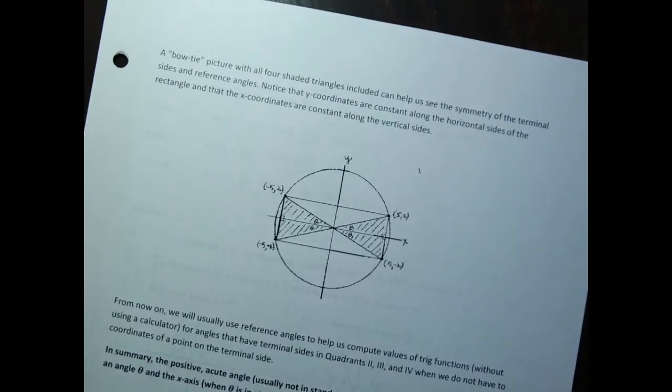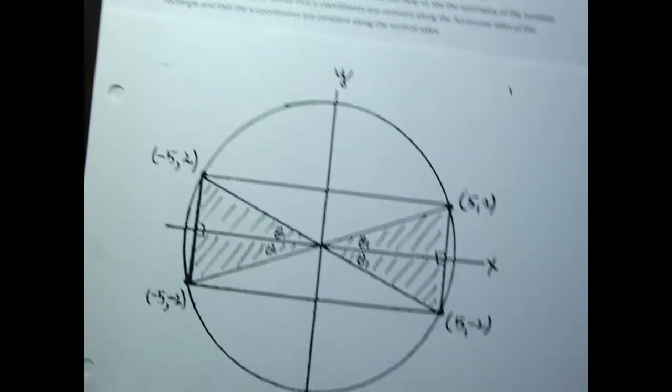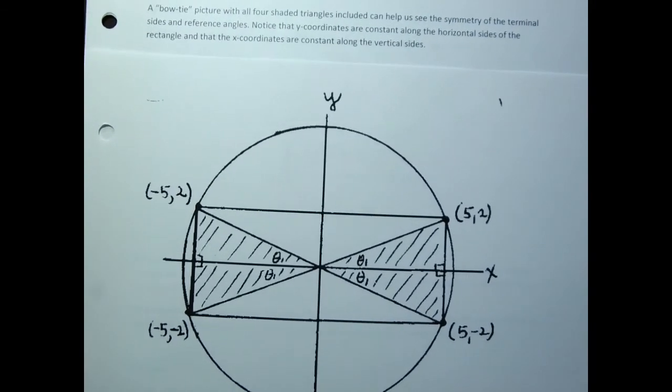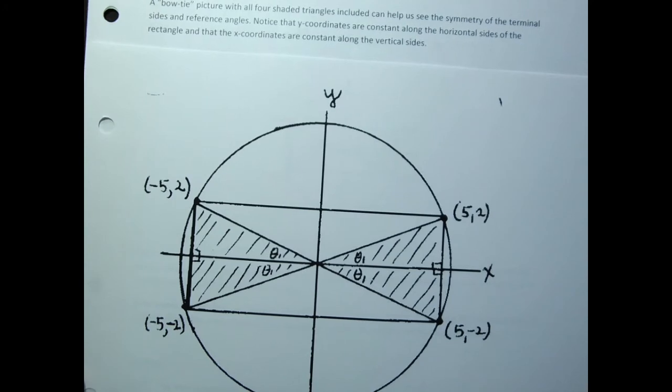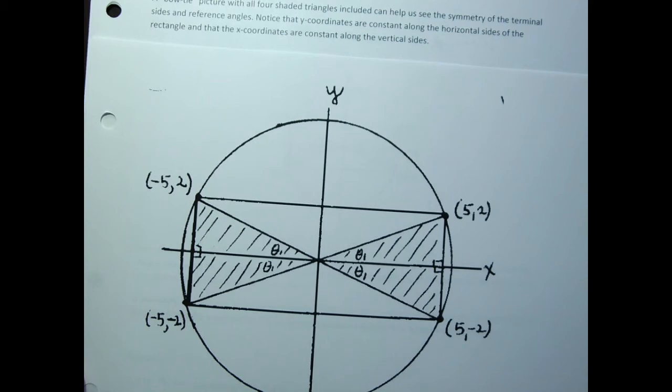Now let's go to the next page. I've drawn this bow tie picture, I call it, with all 4 shaded triangles included, which can help us see the symmetry of the terminal sides and what are called the reference angles. So what we're going to say is that theta 1 is the reference angle for theta 1, theta 2, theta 3, and theta 4 on this handout. So all 4 of those angles have what's called the reference angle of theta 1.